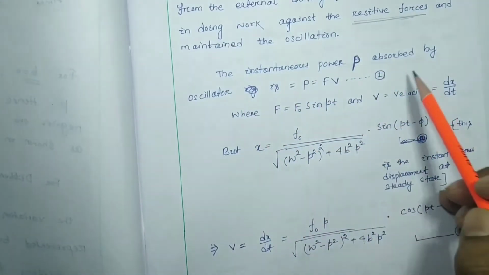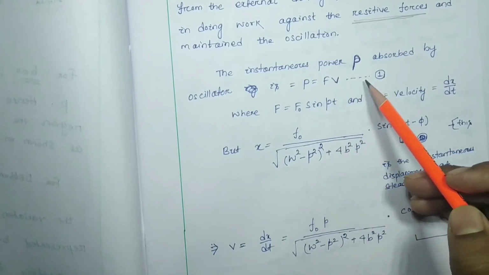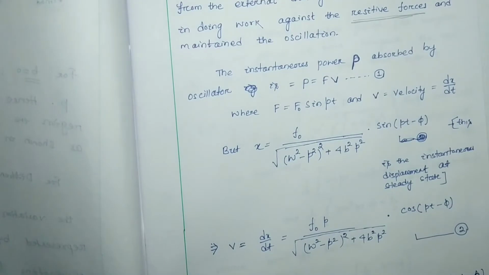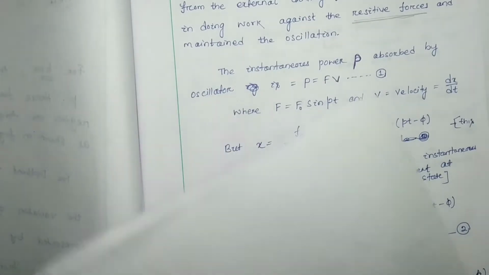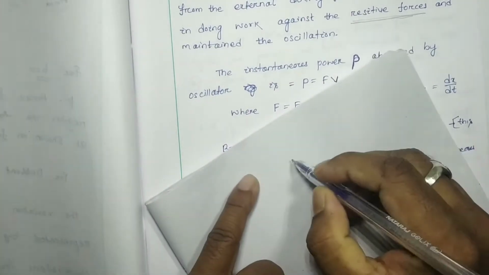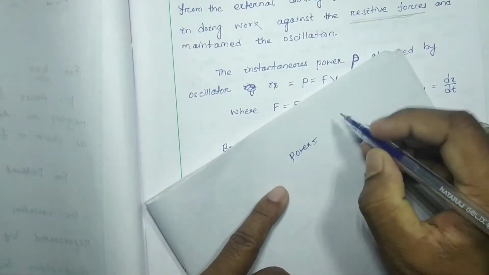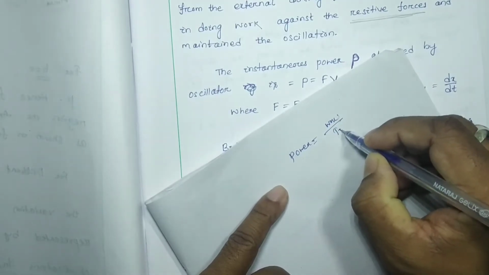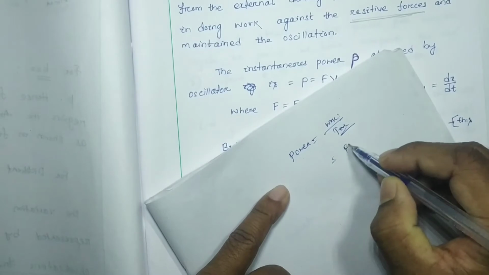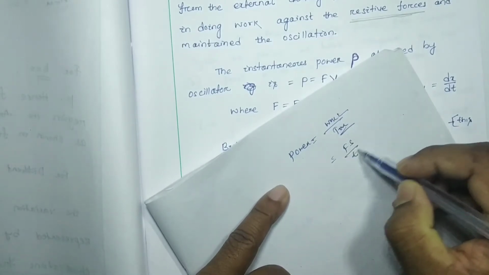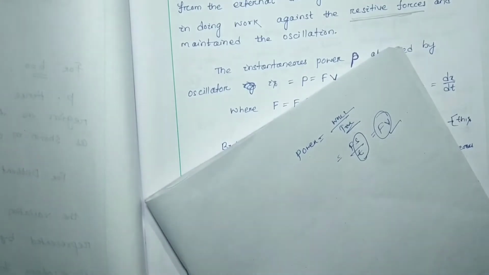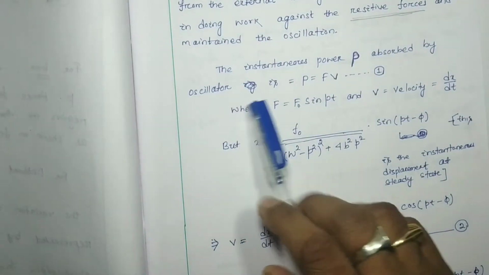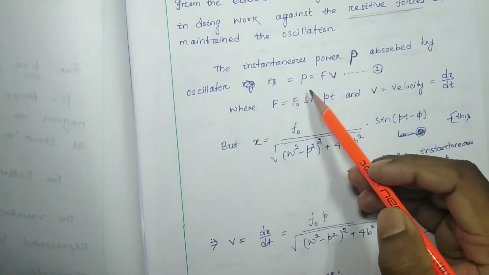So the instantaneous power absorbed by the oscillator is P equal to F into V, because any kind of work done is represented by force into displacement, and power is nothing but work done per time. So work done is F into displacement, and F into displacement by time, where displacement by time is V, so F into V represents the power. The instantaneous power absorbed by the oscillator is F into V.